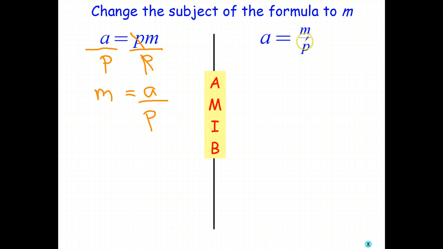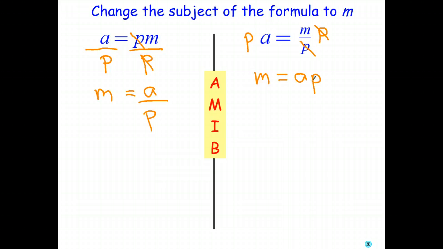And on this side, m is divided by p. The opposite of dividing by p is multiplying by p. Multiplying by p, the p's divide out. I've got the m by itself, which I'll write on the left. And normally, if we've got a product of variables, we write them in alphabetical order. So m equals a times p.